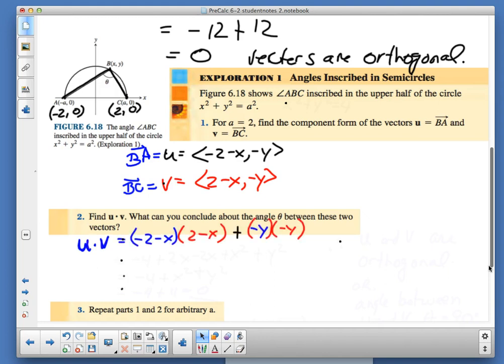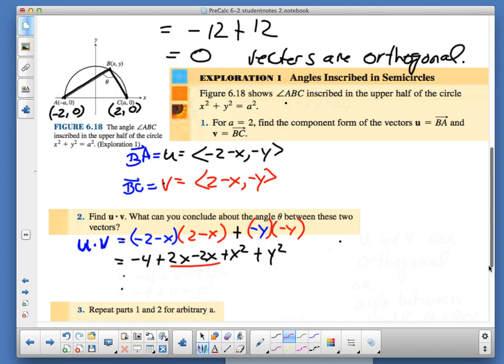Negative 2 minus x times 2 minus x. So I'm going to have negative 4 minus 2x plus 2x, that's 0. And so I got negative 4 plus x squared plus y squared. So I step through that. These two will become 0. So I got negative 4 plus x squared plus y squared.